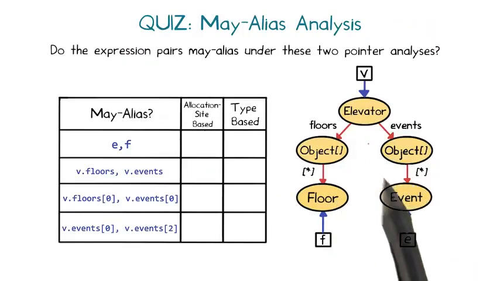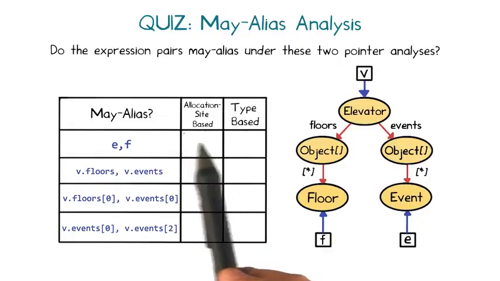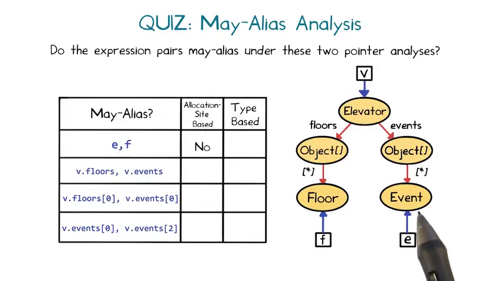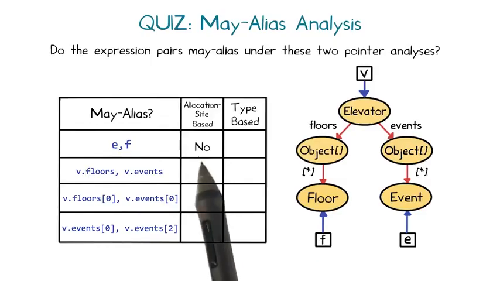Here's the points-to graph that we constructed using the allocation site-based pointer analysis. If we ask the question, may the pointers E and F alias? Then we would answer no. This is because the arrows from E to its referred abstract object and from F to its referred abstract object are different nodes in the points-to graph. Being in different nodes reflects the fact that the concrete objects referred to by E and F are allocated at distinct places in memory. Therefore, E and F cannot be aliases.